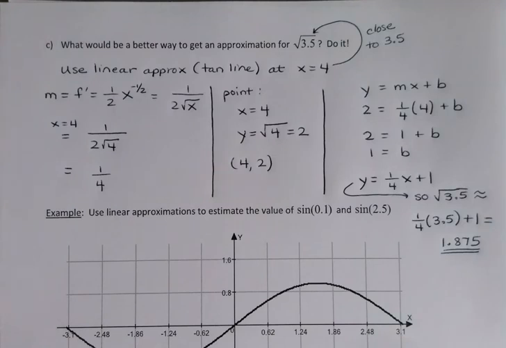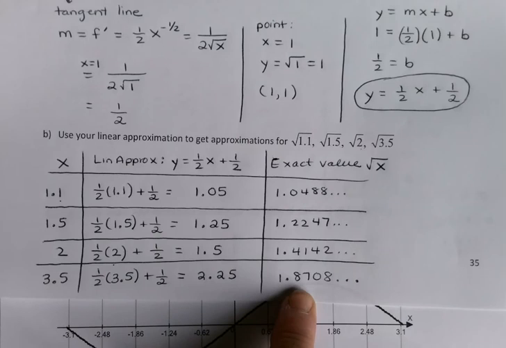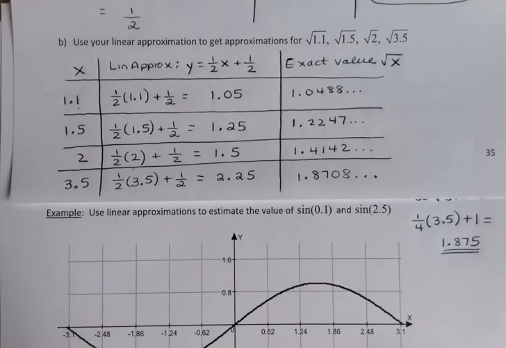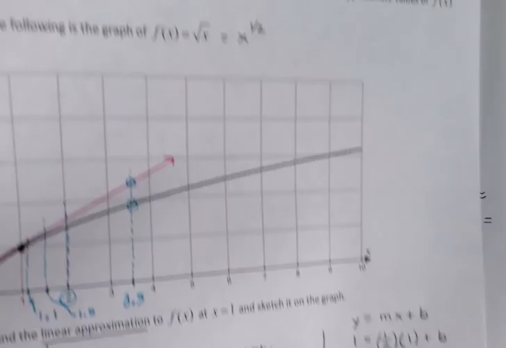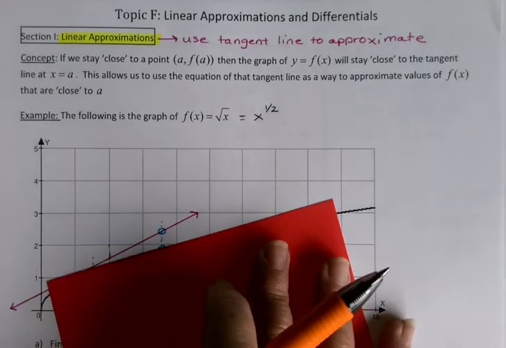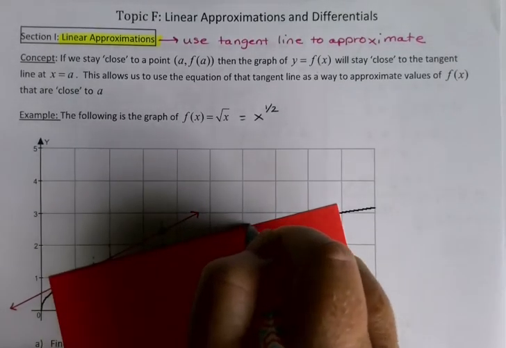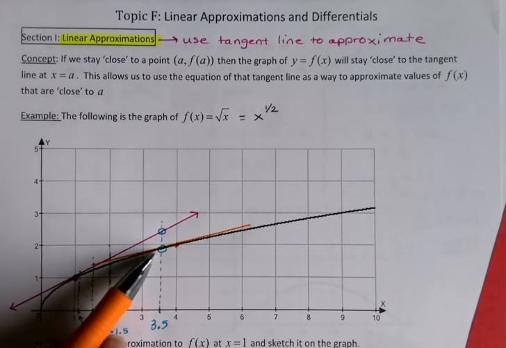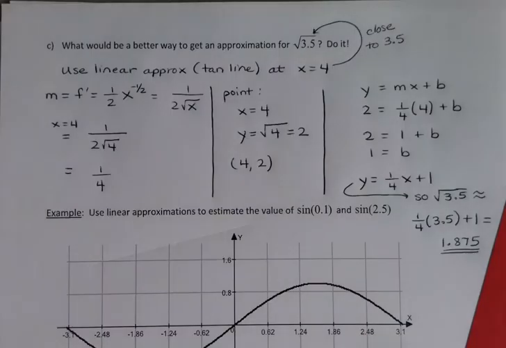Notice that's a much better approximation, right? Before we had the square root of 3.5 was 1.8708, much closer to this value than what I got with the linear approximation at 1. And it should be. My tangent line at 4 is going to be very close to the curve at 3.5. All right, let's do one more of these.